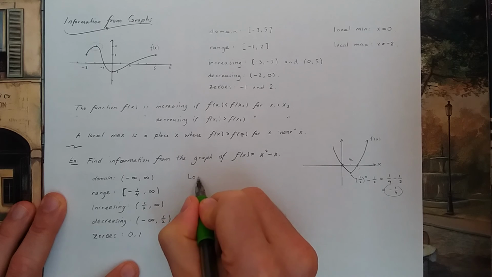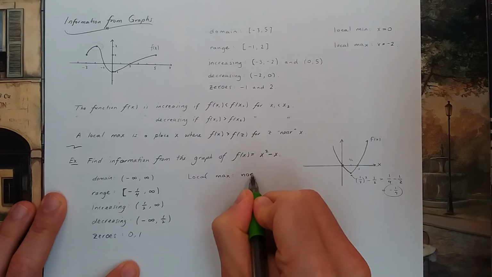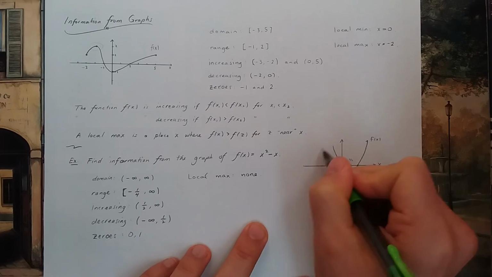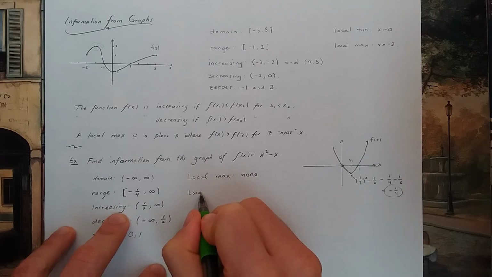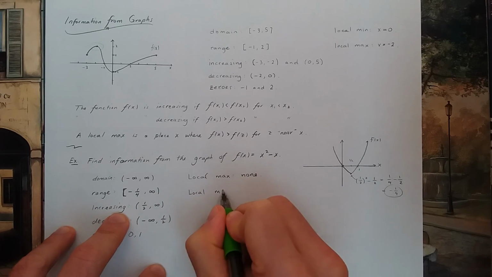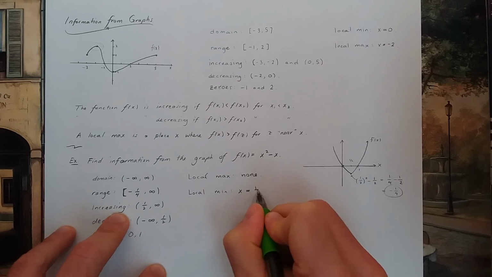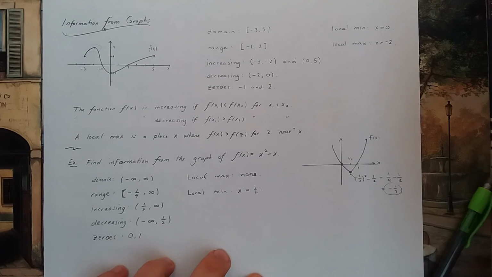Is there a local maximum? No. There's no place that's bigger than its surrounding values. And is there a local minimum? Yes. At x equals 1/2, there's a minimum right here. Okay, wonderful.